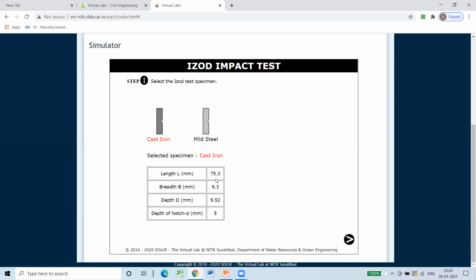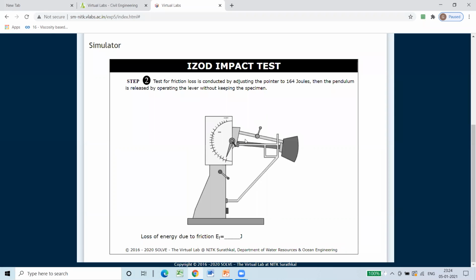Length of the specimen will be 75.3 mm, breadth will be 9.3 mm, depth will be 9.52 mm, and depth of notch what we created here is around 5 mm. Before starting the test, we have to check for friction loss, adjusting pointer to 164 joules. Now I will release the lever here. And the loss of energy due to friction is recorded as 2 joules.